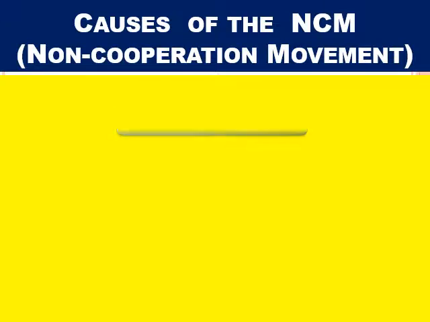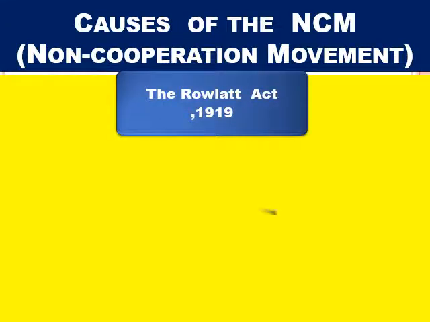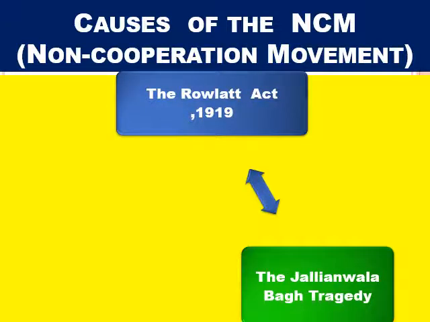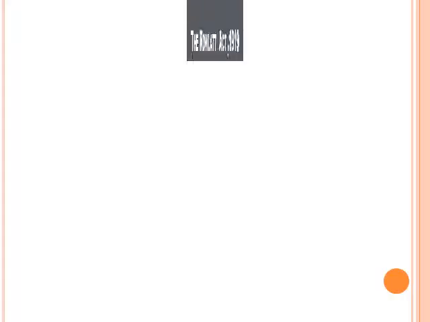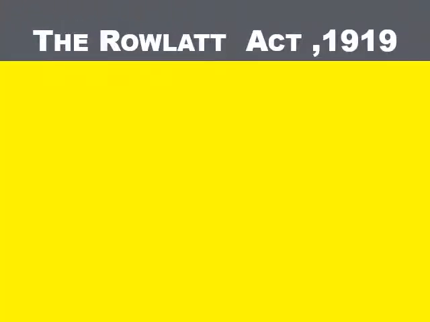Now we will read about the causes of the non-cooperation movement. The Rowlatt Act of 1919, the Jallianwala Bagh tragedy of 1919 and the Khilafat movement. These are the three causes that led to the launch of the non-cooperation movement. Now we will go in detail. First of all, the Rowlatt Act of 1919.